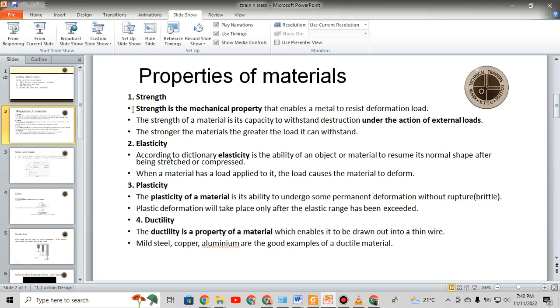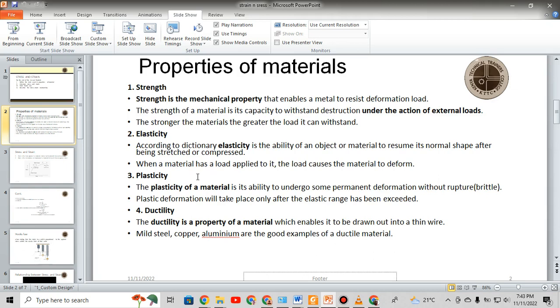Strength is the mechanical property that enables a material to resist deformation. Usually, the stronger the material, the greater the load it can withstand. The next property is elasticity. Elasticity is the ability of an object or material to resume its normal shape after being stretched. Like a rubber band, when you stretch it, it has the ability to retain its original shape.